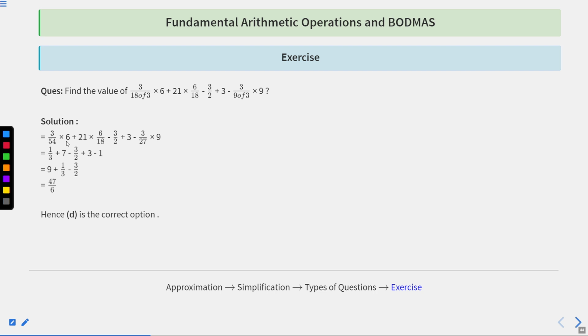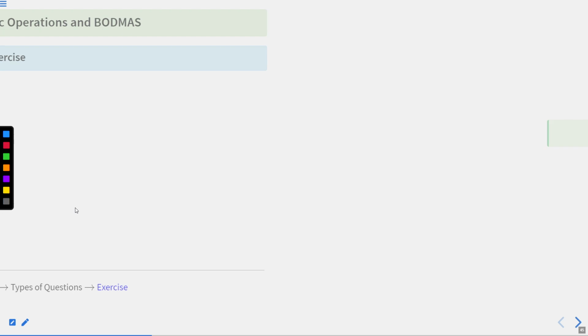And if you simplify them, this and this get cancelled here. Okay. And you will have 1 upon 3 plus 7 minus 3 by 2 plus 3 minus 1. And finally, you will have 47 by 6. So the correct option here is option number D.